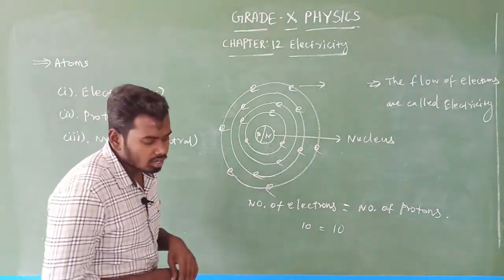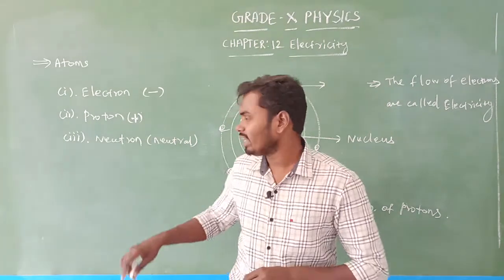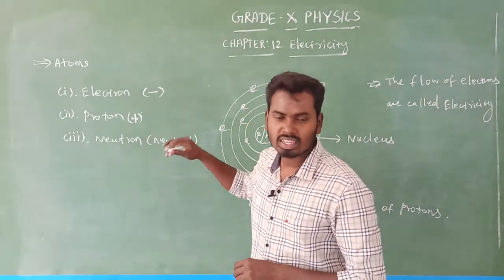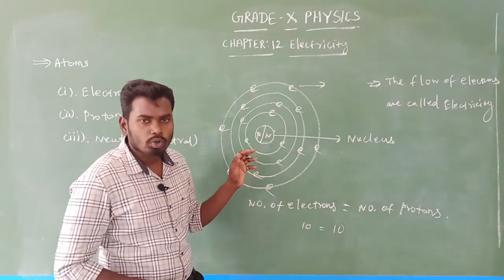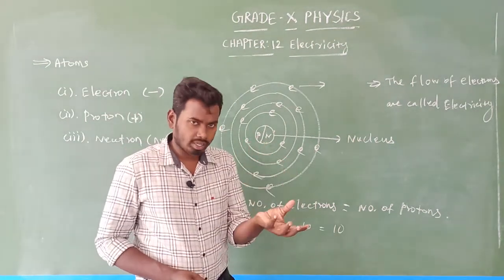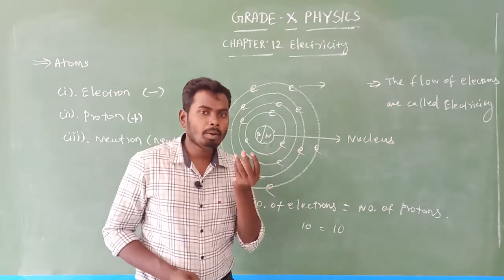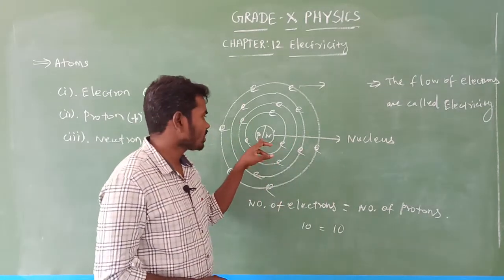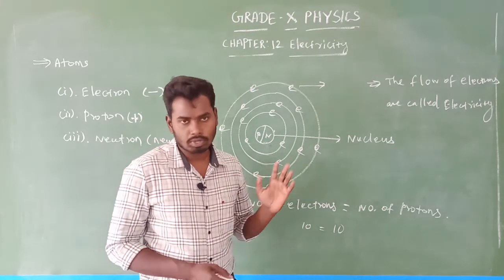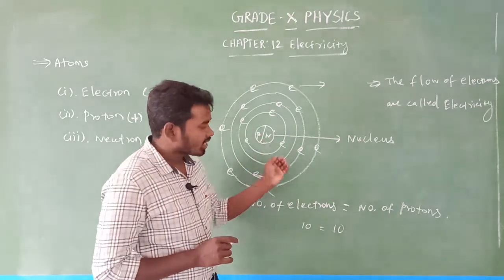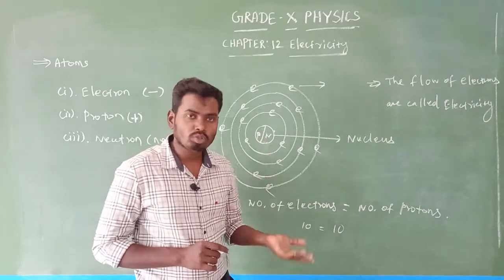Then the neutron doesn't have any charge. It has only neutral charge. Is it clear? Yes. The protons and neutrons are held firmly at the nucleus. The center, the middle point of an atom, is called the nucleus. Inside the nucleus, protons and neutrons are held firmly. Then the electrons continuously revolve around the nucleus.